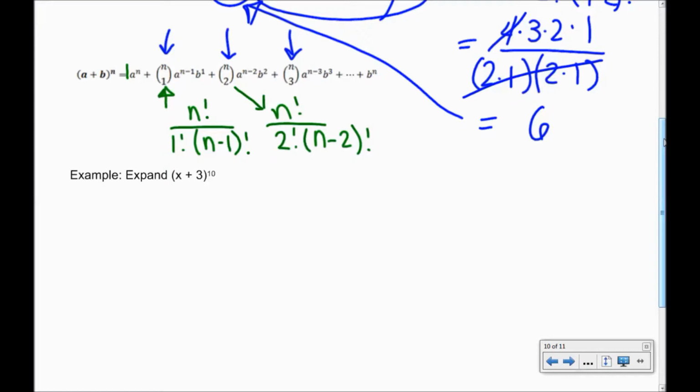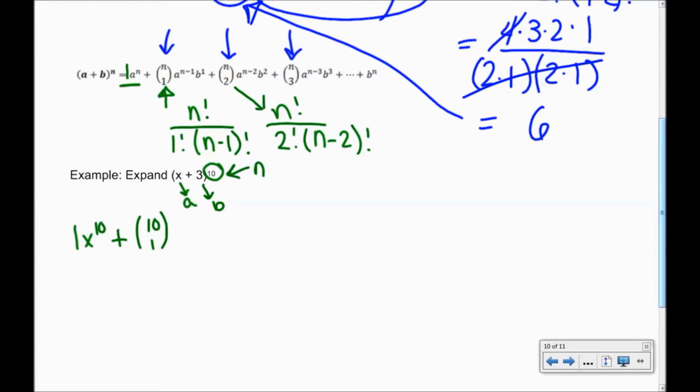So if we want to expand x plus 3, this binomial, to the power of 10, we're going to use a, which is actually x. A is x in this case, and b is 3. Okay, so we've got 1 times x to the 10th plus n. Okay, so n is 10. This is n, and we're looking at choose 1. So we've got 10 choose 1.